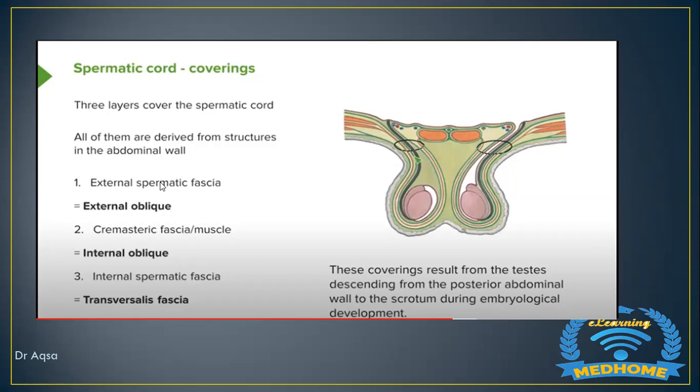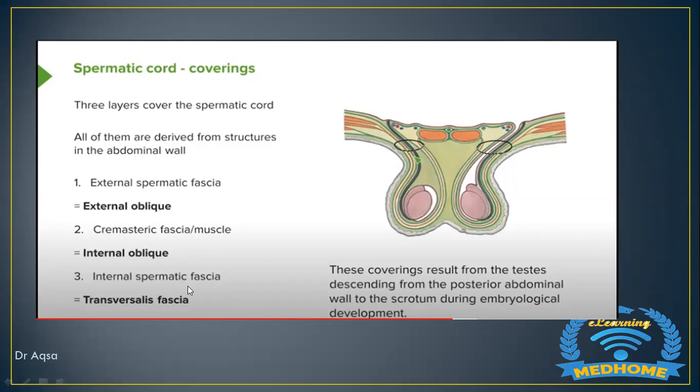So we have 3 layers for the spermatic cord. Starting from outside, we have external spermatic fascia, which is formed by the external oblique muscle. In between, we have the cremasteric fascia, which is formed by the internal oblique muscle. Then we have the internal spermatic fascia, which is formed by the transversalis fascia. So please don't get confused that internal spermatic fascia will be formed by internal oblique muscle. No, never. It's going to be formed by the transversalis fascia.